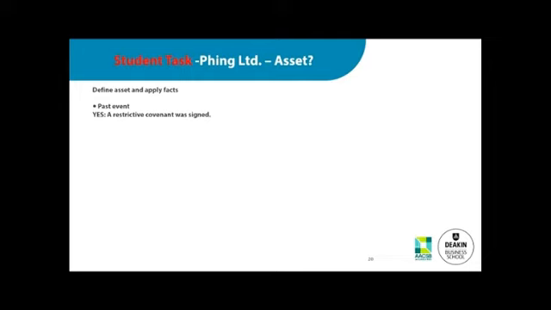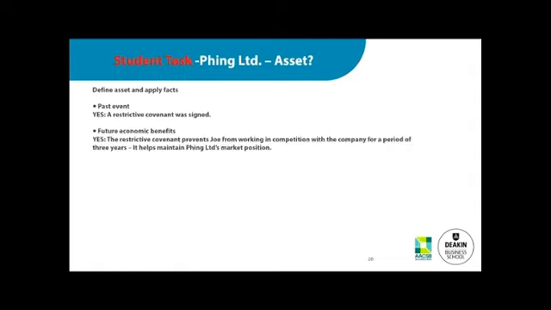Future economic benefits. Is there any future economic benefit? Yes, because if the director breaches the contract, then he has to pay $500,000 for the breaching of this covenant or the agreement which they made. So the restrictive covenant prevents Joe from working in competition. But if he decides to work in any way, he has to pay $500,000. Therefore, the value is there. Future economic value is there.